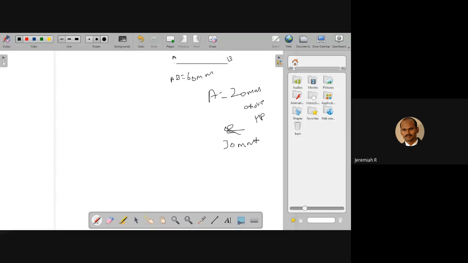I'll repeat one more time. Line AB is 60 mm long, with its end capital A 20 mm above HP and 30 mm in front of VP. Full stop. The line is kept parallel to both HP and VP.